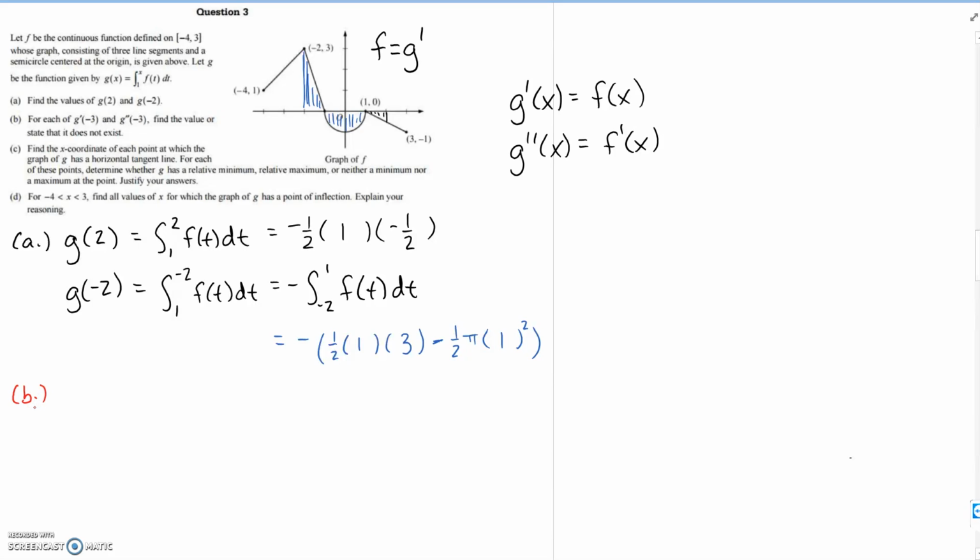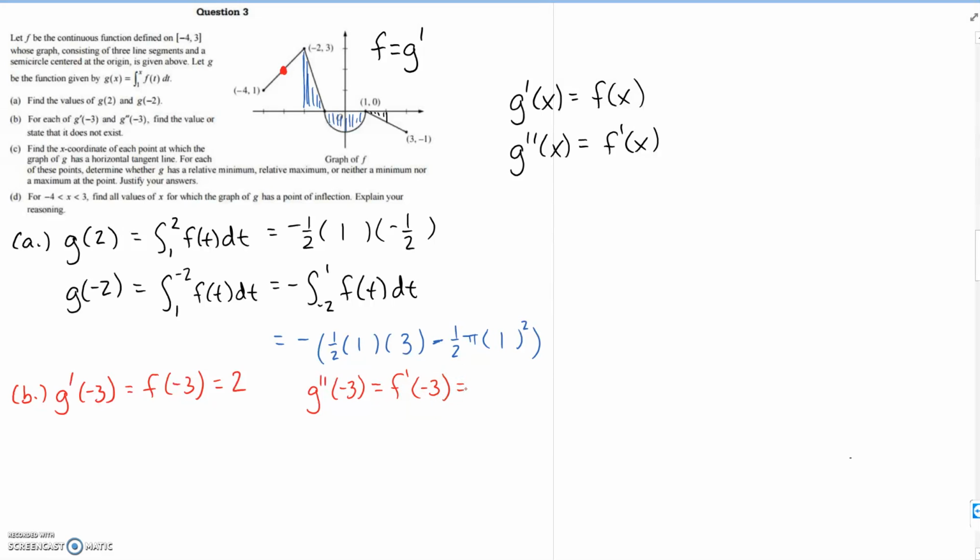Part B says find g prime of -3 and g double prime of -3. G prime of -3, g prime is equal to f. So g prime of -3 is f of -3. Reading that value from the graph, as x moves from -4 to -2, the y moves from 1 to 3. So at x equals -3, the y value must be 2. And then g double prime of -3. G double prime is f prime.